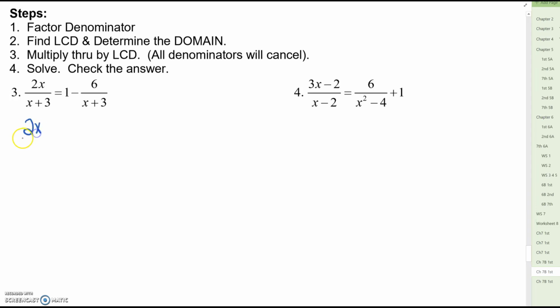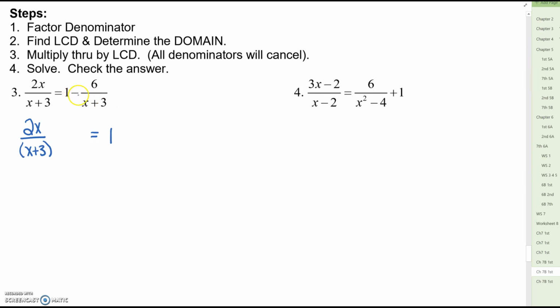We're going to start by rewriting this problem nice and spaced out, and if there's anything that we need to factor, we would factor it as we go. X plus 3, that's as simple as it gets. So I have 2x over x plus 3. Leave a space equals 1. Leave a space. It says minus 6 over x plus 3.